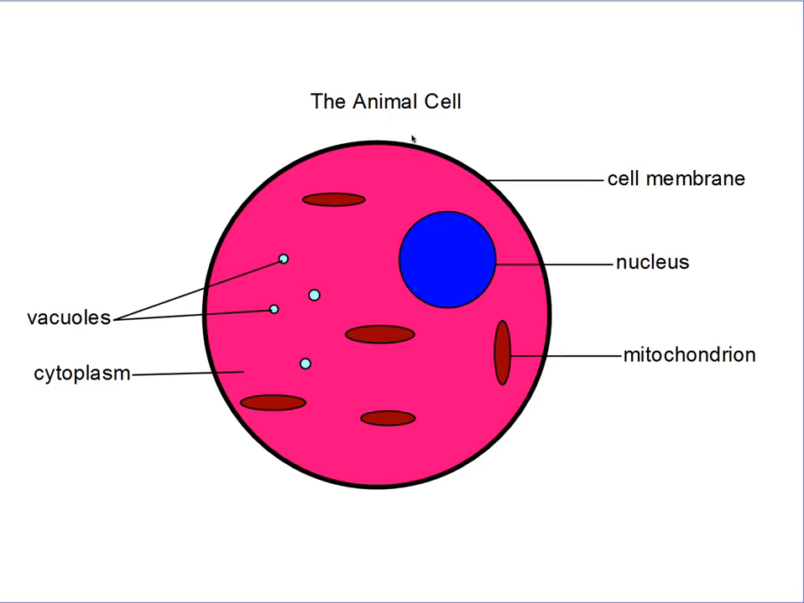Now let's see the animal cell. We have the outermost structure being the cell membrane. We have the brain of the animal cell called the nucleus. We have the site for energy production called the mitochondria. We have the site for storage called the vacuoles. And then we have the jelly-like substance that contains all the organelles called the cytoplasm. This is our animal cell.